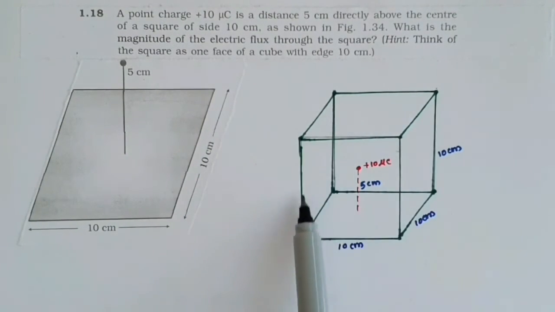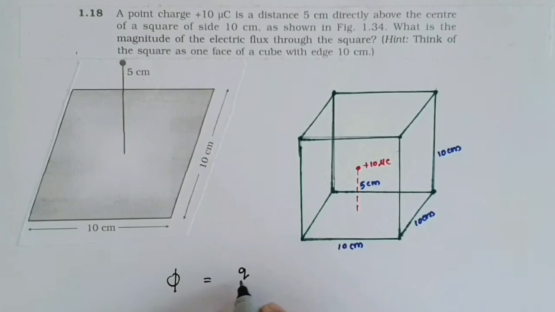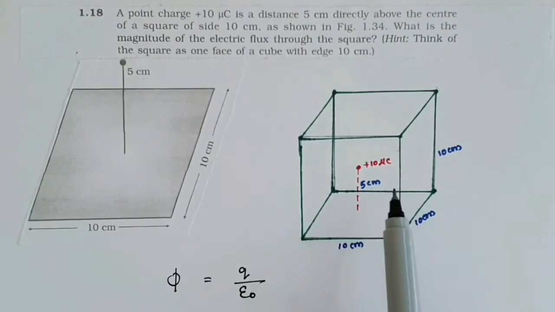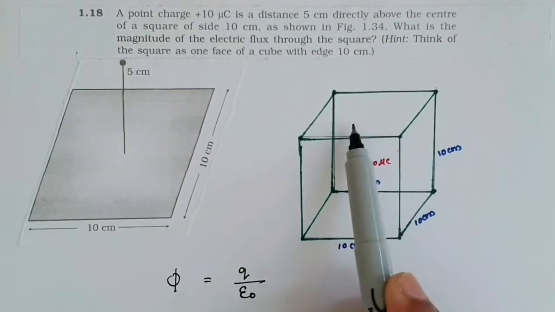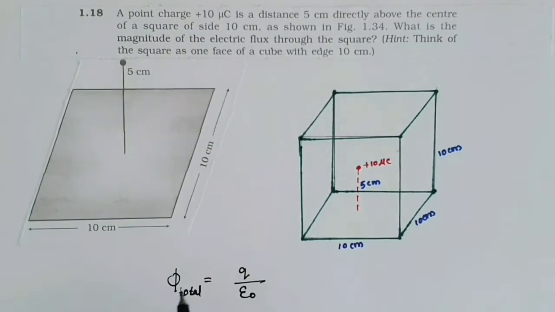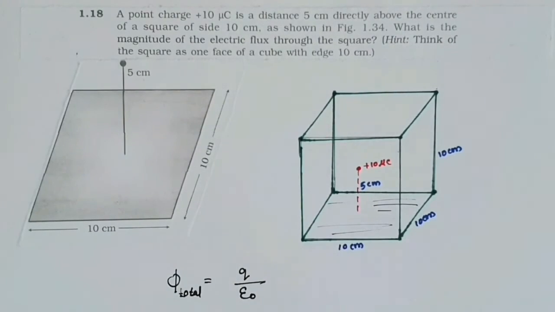The flux passing through a closed surface is given by Gauss law. That is, phi is equal to Q by epsilon 0. Here, the cube is the Gaussian surface and the charge is enclosed by the cube. Since the charge is exactly at the center of this cube, the flux originating passes symmetrically through all the 6 faces of the cube. Therefore, this is the total flux passing through the cube and this is equal to Q by epsilon 0. Now we have to find the flux through the square, that is through this shaded face.